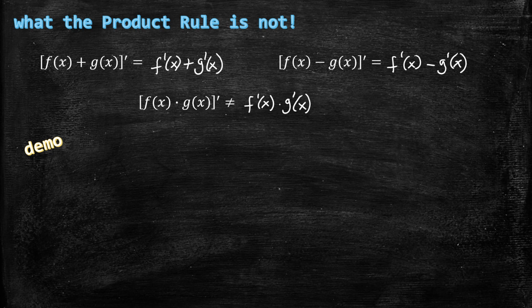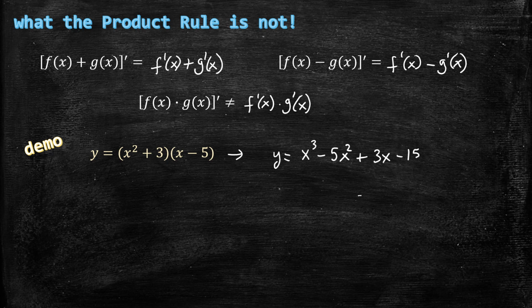Let's use a demo example. So here we have a product of two functions. Now we know that to find the derivative of this, it's easiest to FOIL it out. So if we FOIL that out, x cubed minus 5x squared plus 3x minus 15, then we can use the power rule. And we get that the derivative is 3x squared minus 10x plus 3.